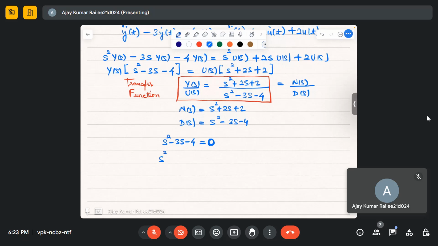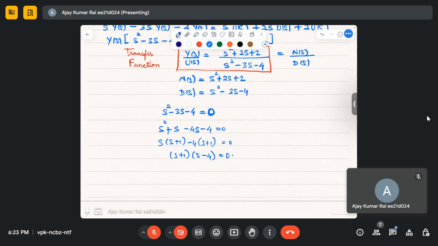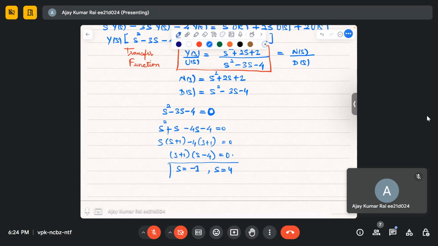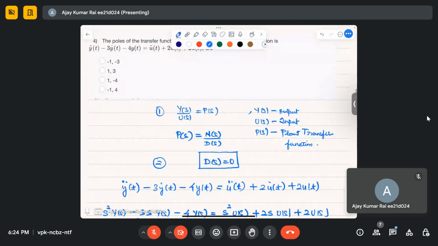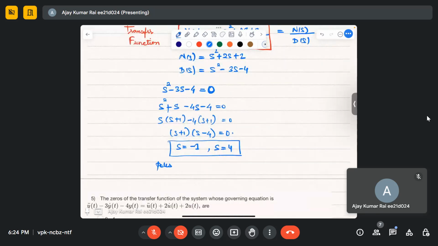Let me find the roots here. Just see whether I'm making a mistake or not. According to this, the roots are s equal to minus 1 and s equal to 4. Just check. Minus 1 and 4. So these are the poles of the transfer function.